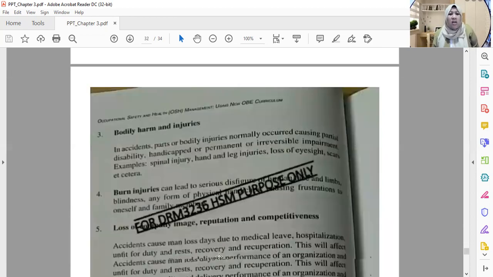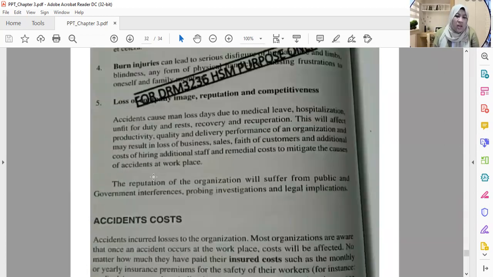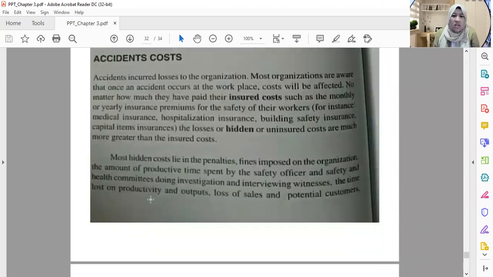Okay, and then we have what's this? Suddenly they have a few here. The accident cause, I think that was read just now.